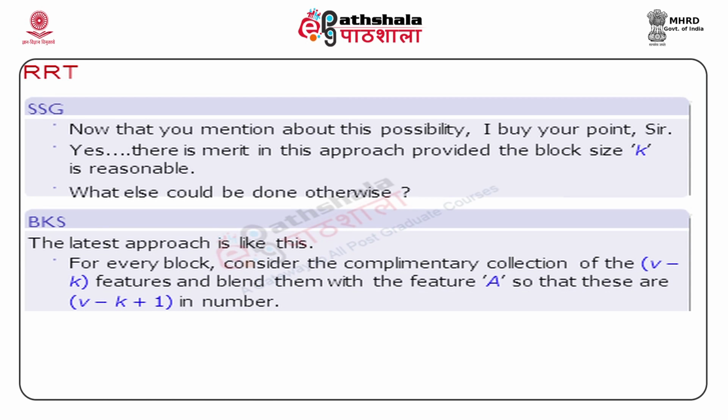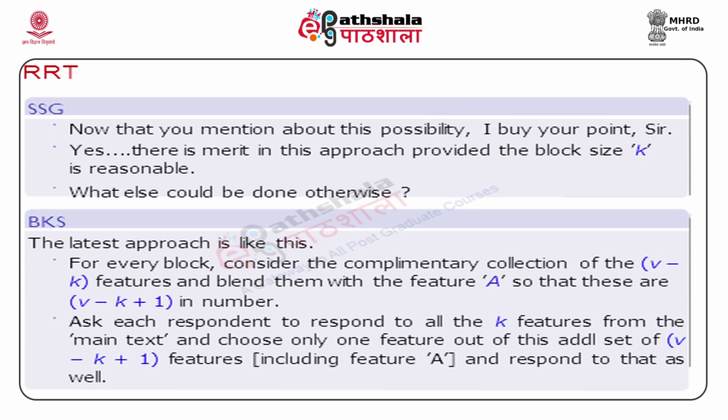For every block, consider the complementary collection of V minus k features which are left out and blend them with the feature A, so that these are V minus k plus 1 in number. In the first part you have the k contents of the block, there are k features. In the second part you are only talking about the feature A. Now, you also append all those V minus k features in the complementary set together with A. You have got V minus k plus 1 features on the right hand side.